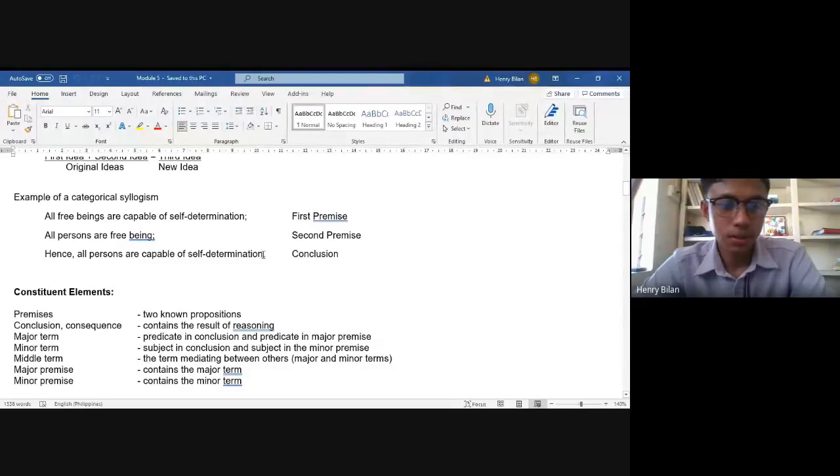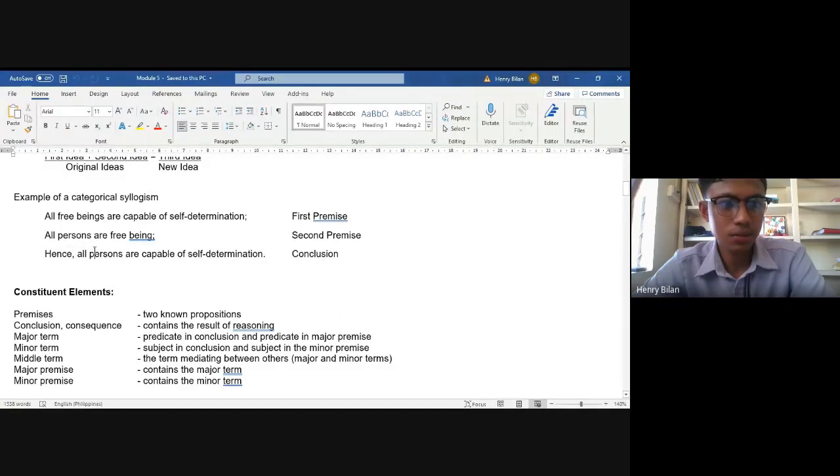So again, the major term in this syllogism is capable of self-determination because it is the predicate of our conclusion. Of course, you can also find that in our premise. Dito din siya. Okay? Then the minor term, which is the subject of our conclusion, is all persons. So lagi, doon mo makikita yan, yung minor term. And of course, you can also find that in one of our premises. Nandito din siya.